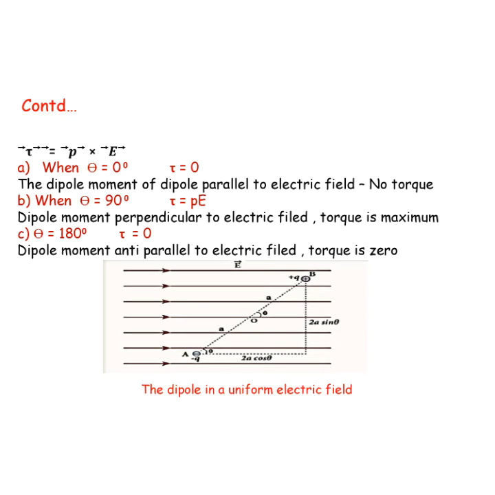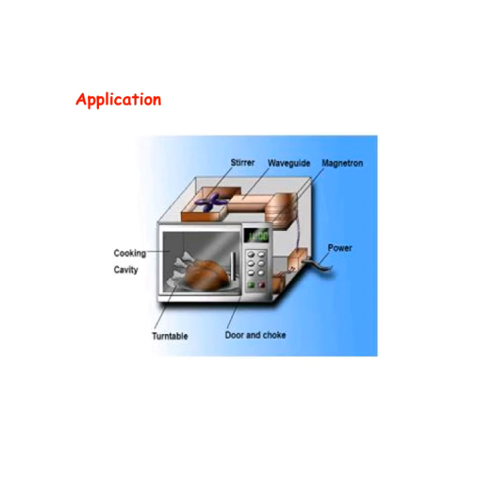When theta is equal to 90 degrees, tau is equal to pE. So when the dipole moment is perpendicular to the electric field, the torque is maximum. Next, when theta is equal to 180 degrees, tau is equal to 0. So with the dipole moment anti-parallel to the electric field, the torque is 0. Hope you understand.